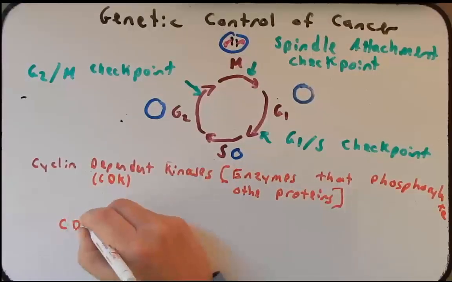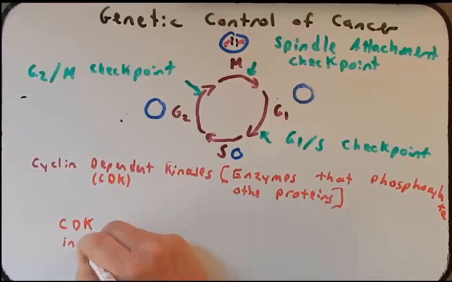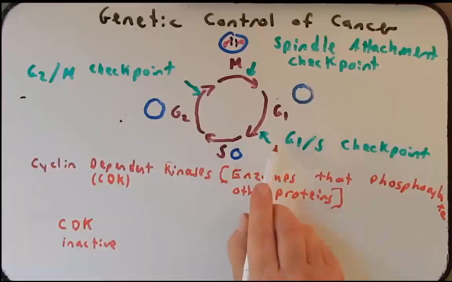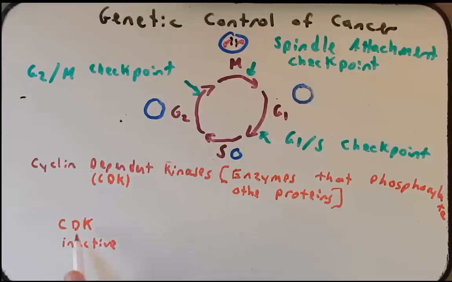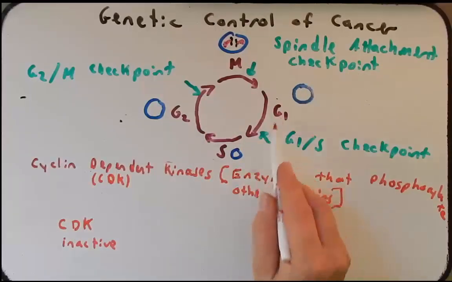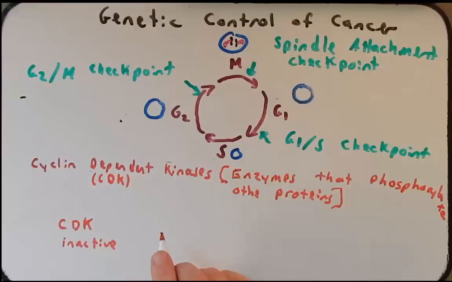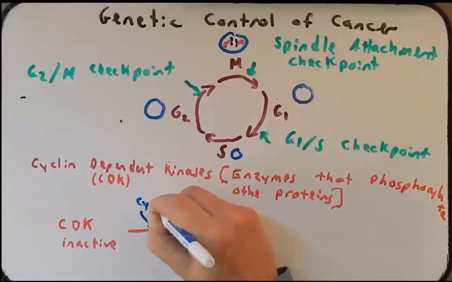A CDK by itself is inactive. And there are different CDKs that are important at each of these checkpoints. So as long as it's stopped at this checkpoint, it will remain an inactive CDK. But to be able to move from G1 to S, or from G2 to M, or past the spindle attachment checkpoint, a specific CDK has to become active. And it becomes active by adding this protein called cyclin.